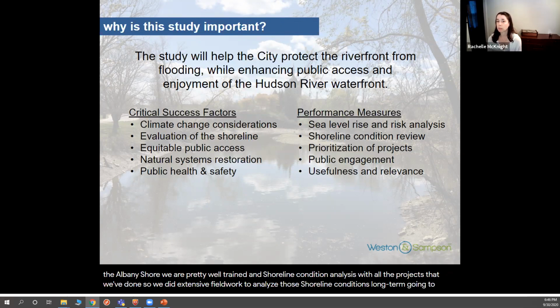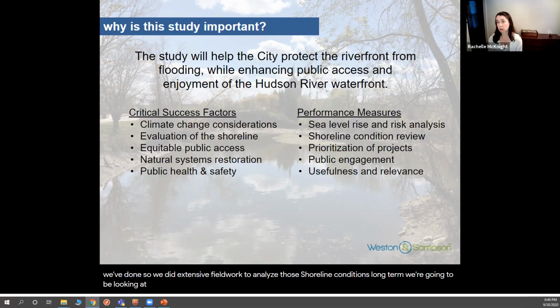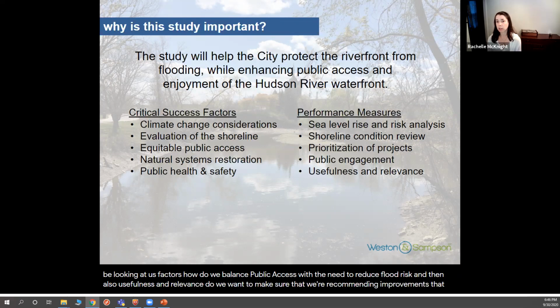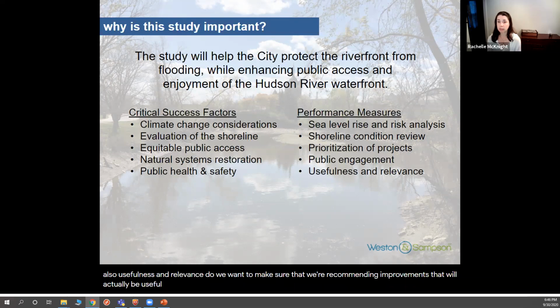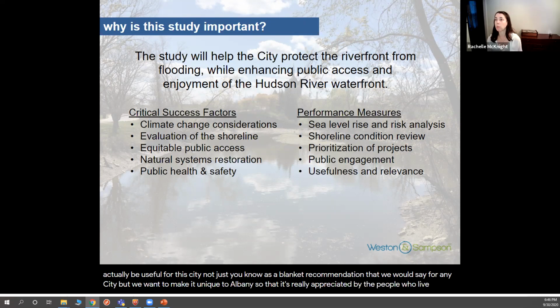Long term, we're going to be looking at prioritization of projects with all of these critical success factors. How do we balance public access with the need to reduce flood risk? And then also usefulness and relevance. We want to make sure that we're recommending improvements that will actually be useful for this city, not just, you know, a blanket recommendation that we would say for any city, but we want to make it unique to Albany so that it's really appreciated by the people who live here.